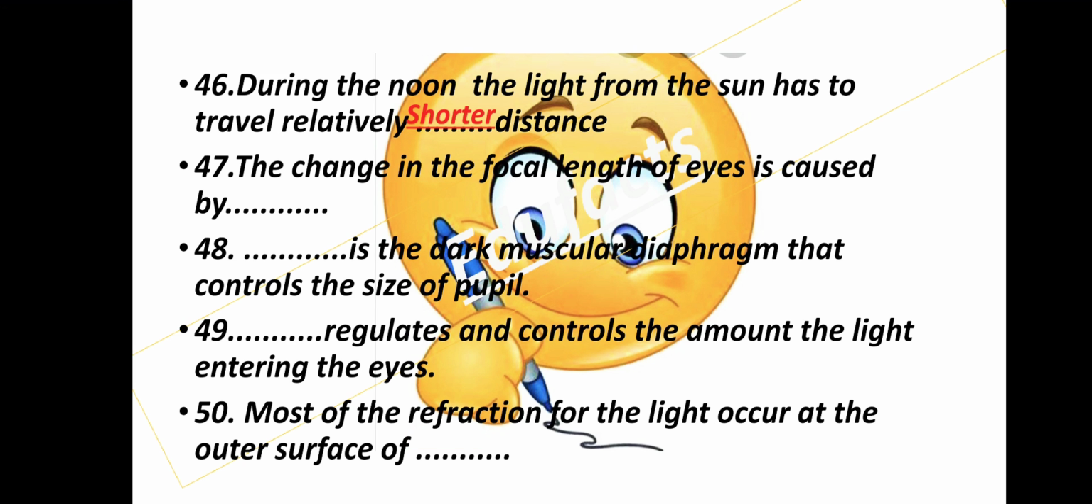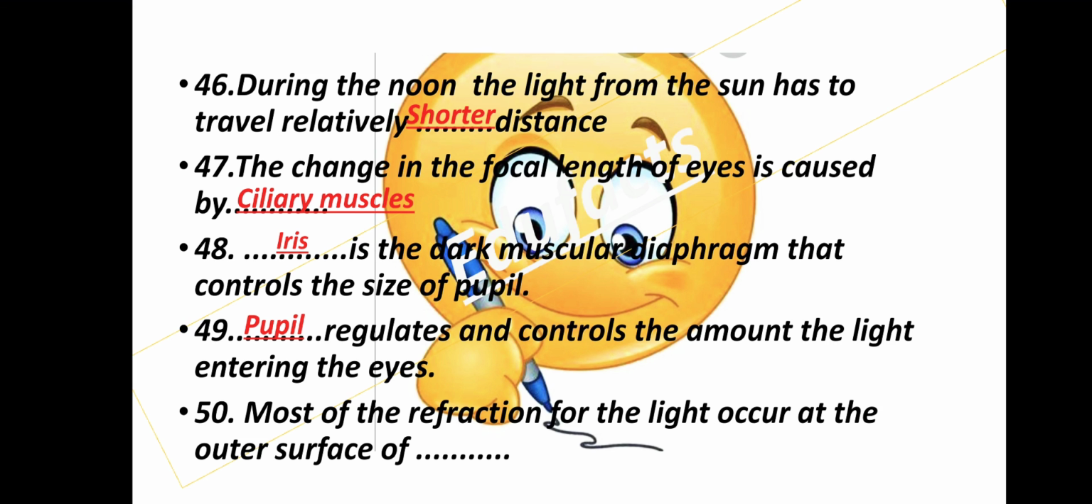Question number 47. The change in the focal length of the eye is caused by the ciliary muscles. This is also related to the power of accommodation. Question number 48. Dash is the dark muscular diaphragm that controls the size of the pupil, that is, the iris. Dash regulates and controls the amount of light entering the eye, that is, the pupil.